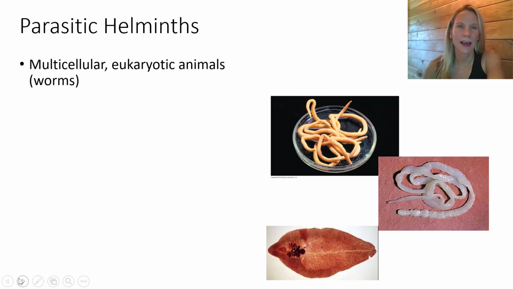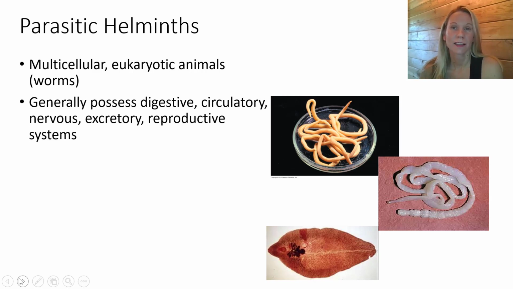So parasitic helminths, or worms, are multicellular eukaryotes. They are actually tiny animals. Because they're animals, they have animal body systems, including digestive, circulatory, nervous, excretory, as well as reproductive systems.